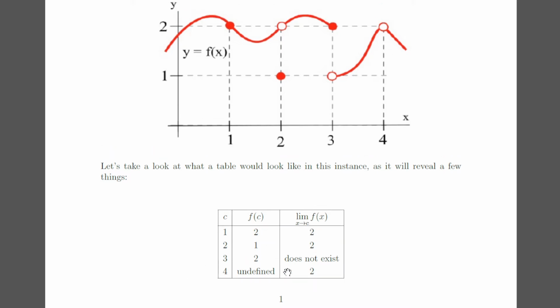For 3, the function evaluated at 3 is going to be 2 because that's where the closed circle is. The limit does not exist because, again, there's that jump between the two. And then for the fourth one, there is no point indicated. There's no closed circle anywhere, so therefore it's undefined. The limit, however, would be 2.